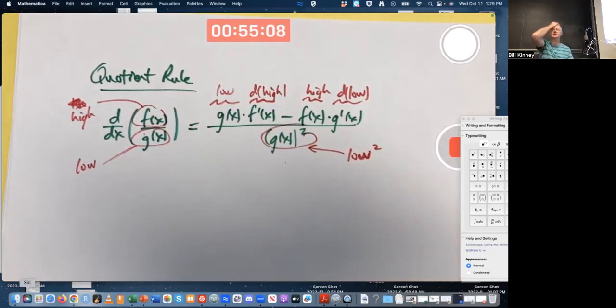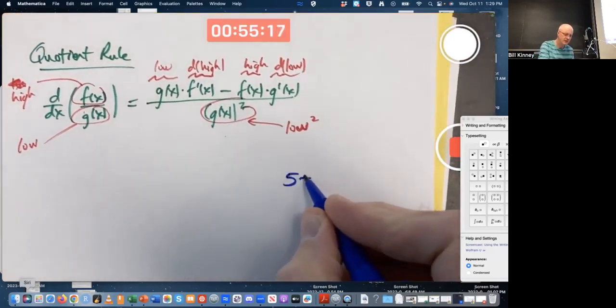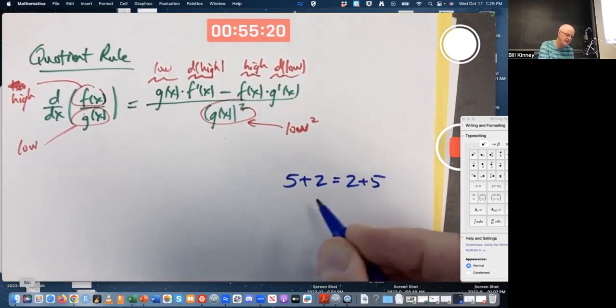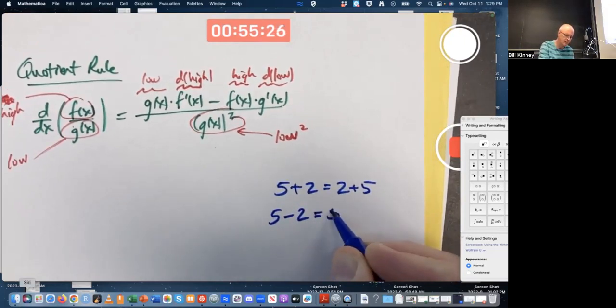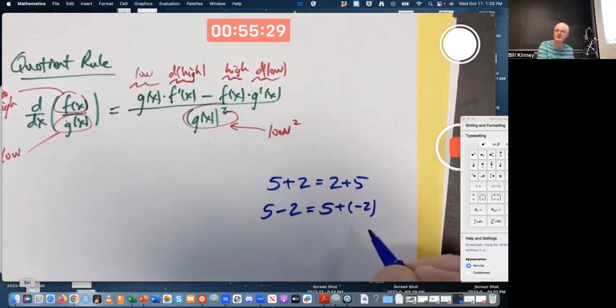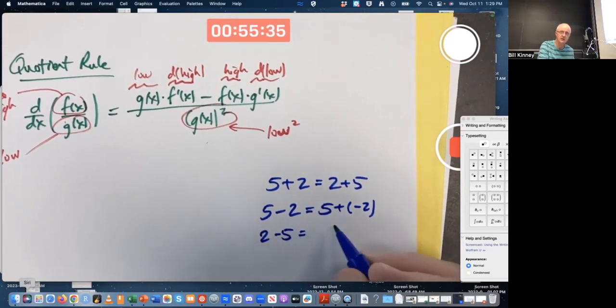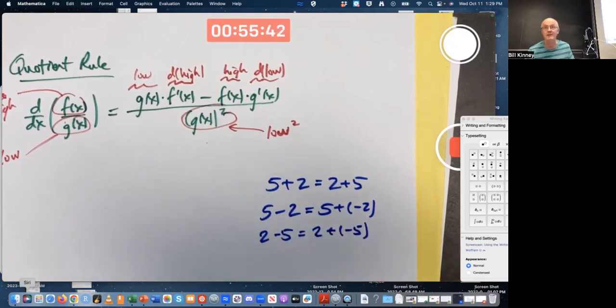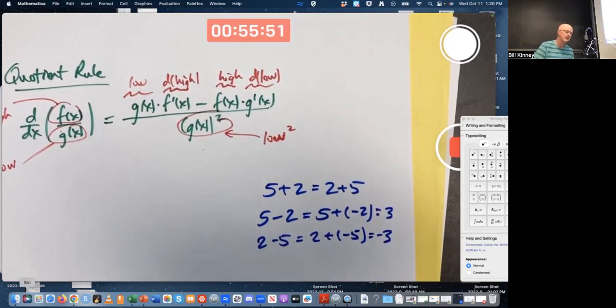But wait a minute, if subtraction is the same as addition and addition is commutative, how come subtraction is not commutative? Side note. You know, addition's commutative, 5 plus 2 equals 2 plus 5. But haven't my teachers always said subtraction is really addition? Like 5 minus 2 is really 5 plus negative 2? So shouldn't subtraction be commutative? Well, careful, 5 minus 2 is 5 plus negative 2, but 2 minus 5 is 2 plus negative 5. They are different additions. That's why it's not commutative. And yes, this is obviously 3, and this is negative 3. Just a little side note there.